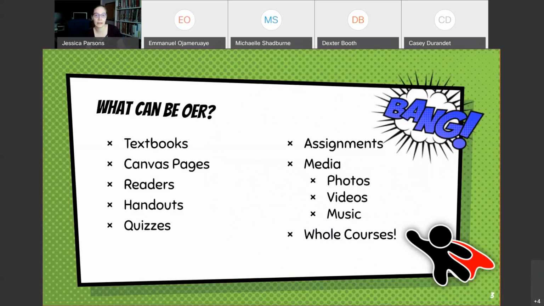So what can be OER? Really, it's pretty limitless. We have the ability to make textbooks. Your Canvas courses can also be made OER or openly licensed. Readers are a Canvas course that you simply click through, and it takes you step by step instead of a textbook where you would turn the pages. You click next on your Canvas course or a Blackboard course and you go through the textbook in that way.